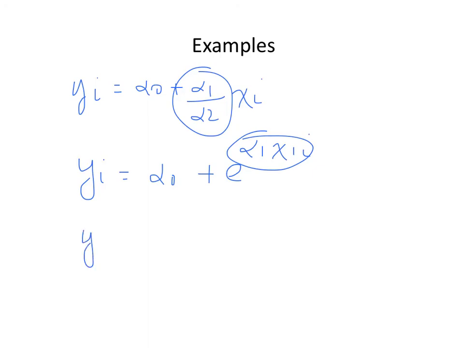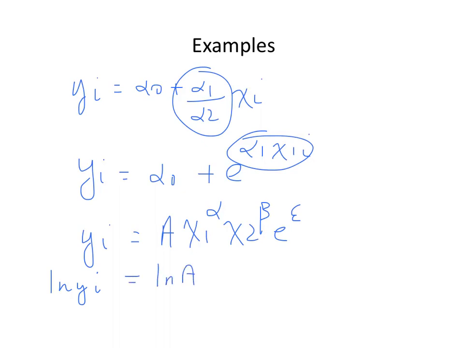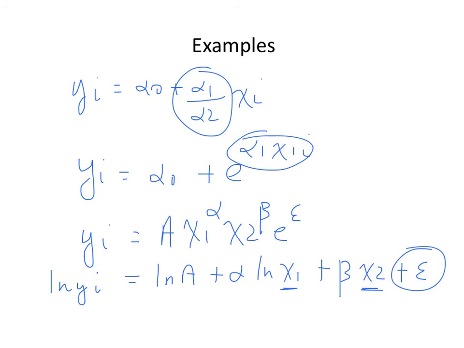If we had yi equals a x1 to the alpha, x2 to the beta, times e to the epsilon, that looks like it would be a violation of linearity, but as we've shown before, we can take the natural log of both sides and we can linearize it. And now we have an additive error term. We are linear in the beta, and we are linear in the alpha, and so we have satisfied the requirement of linearity.